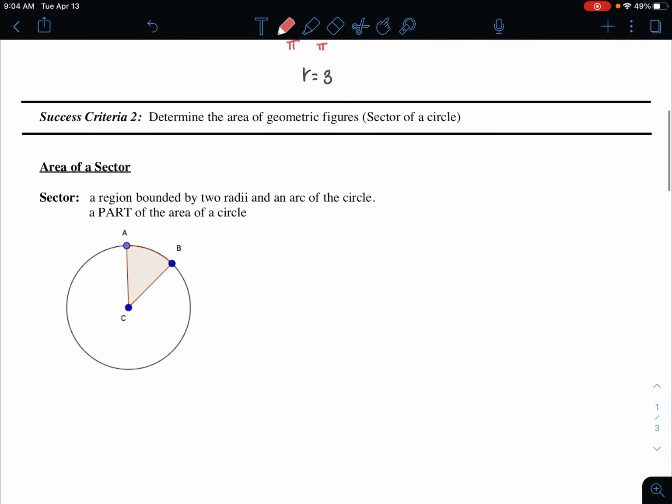All right, area of a sector. A sector is a region bounded by 2 radii and an arc of the circle, a part of the area of the circle. So in this image, that area that I just highlighted is your sector. It's your part.